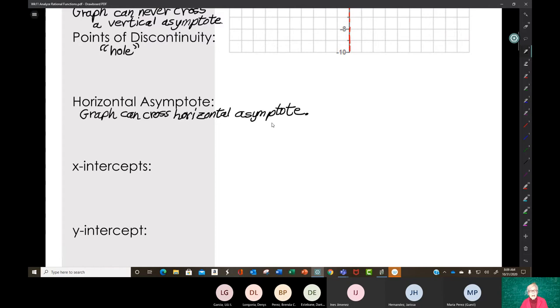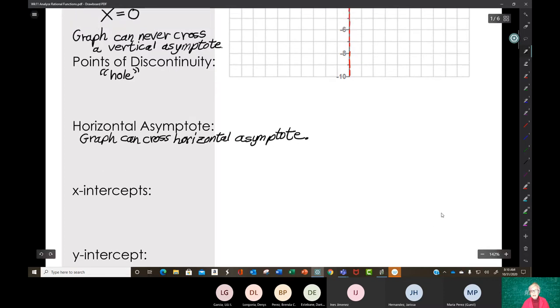A horizontal asymptote is a true limit. It's a horizontal line that the graph gets close to when x is very, very large in the positive direction or very, very large in the negative direction. That is, when it's out near the infinities.